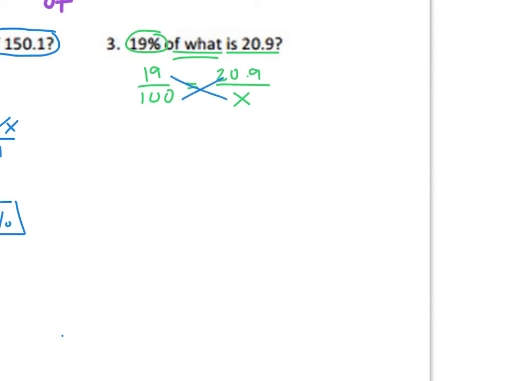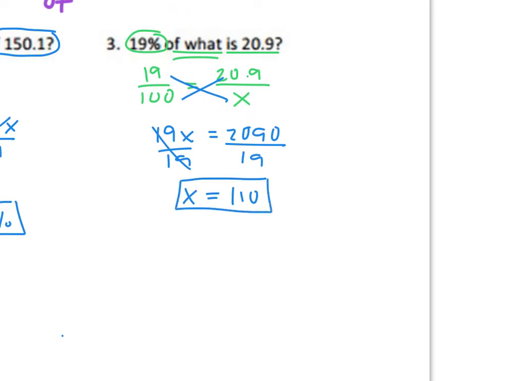Then I'm going to do my cross products. That's going to give me 19x equals 2,090. Then the last step would be to divide by 19 on both sides, and that's going to give me x equals 110. Okay, and again, notice, check your answers. This is the "of" portion, so we can just stick with 110. All right, so again, the setup is what you just got to figure out. Got to be able to decipher that information. Once you get the hang of that, the rest is pretty simple.